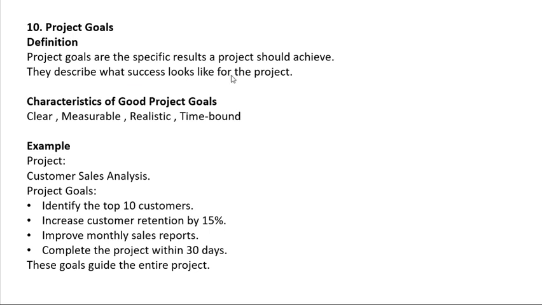Tenth, project goals. Project goals are the specific results a project should achieve, and they describe what success looks like for a project. The characteristics of good project goals are clear, measurable, realistic, and time-bound. For example, in a customer sales analysis project, the goals are to identify the top 10 customers, increase customer retention by 15%, improve the monthly sales report, and complete the project within 13 days. And these goals guide the entire project.